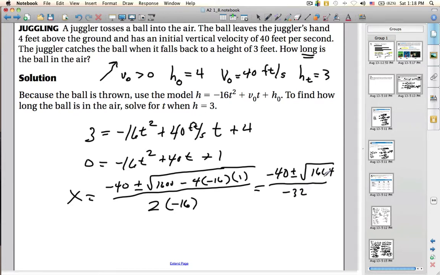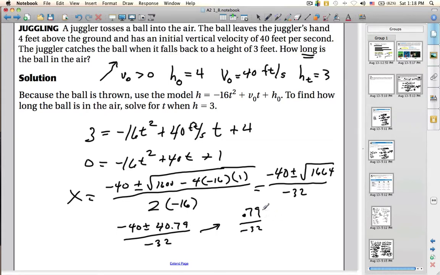Now the square root of 1664 is just a little bit over 40. Okay, so that's going to be negative 40 plus or minus, I'm going to use a decimal, so it's 40.79, all over negative 32. So when you think about the different answers I might get out of this, when I add 40.79 to negative 40, I'll get 0.79 over negative 32. Wow, okay, this is a very small value, and it's also negative.